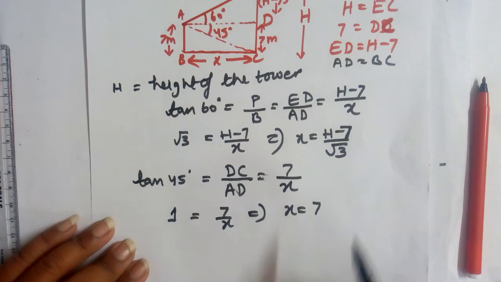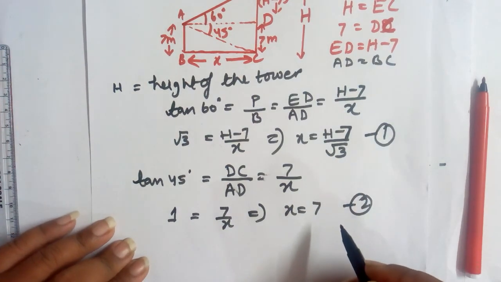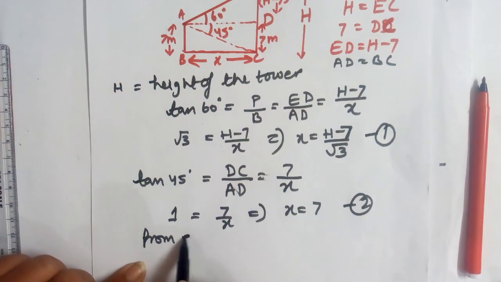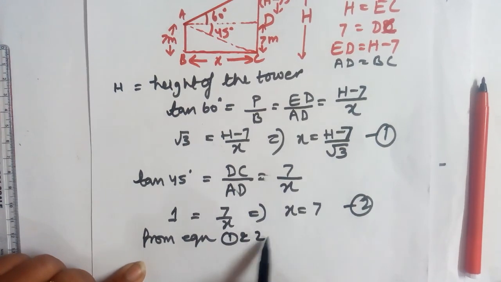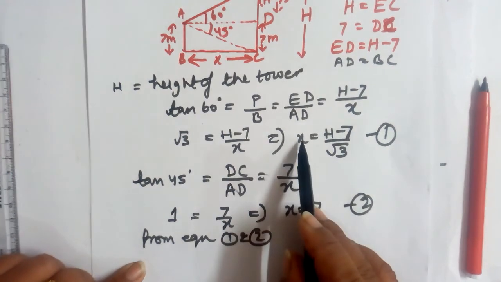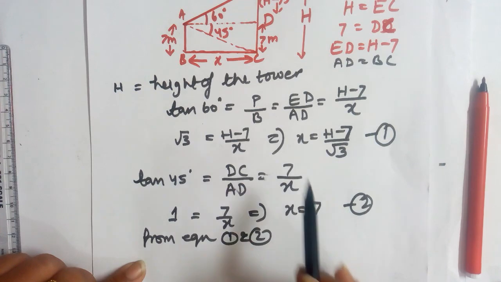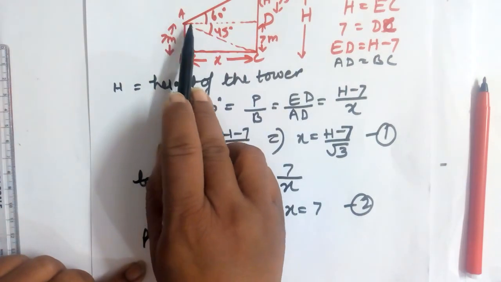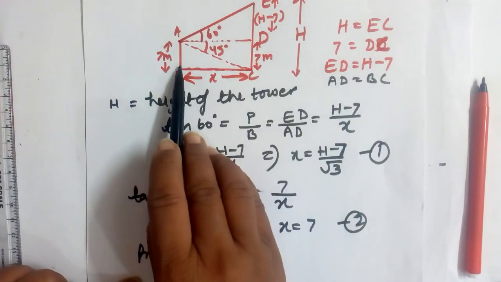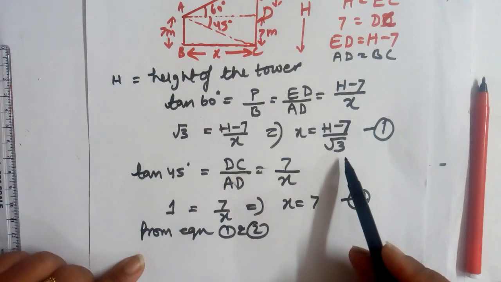Yes, so this is the equation number 1 and this is the equation number 2. So from equation 1 and 2, we can equate. Here x is equal to h minus 7 upon root 3, and here x is equal to 7. Both are the distance between the top building and the cable tower. Yes, x is the distance from the building to the cable tower, and both are equal to h minus 7 upon root 3 and 7.